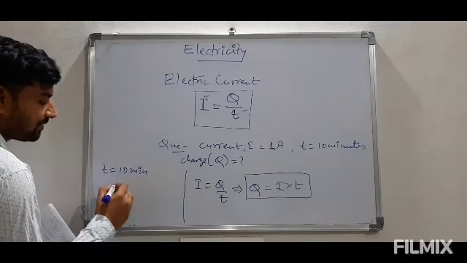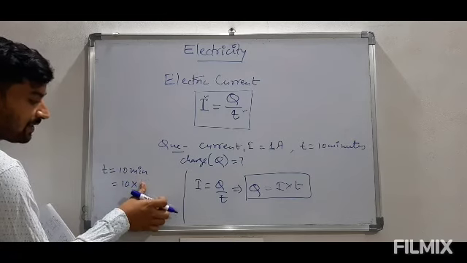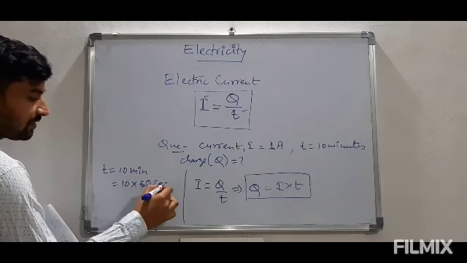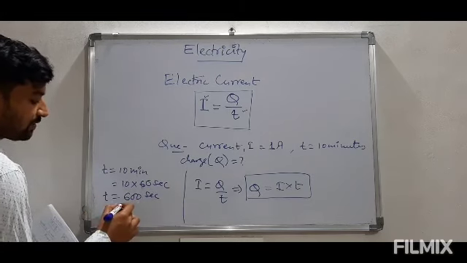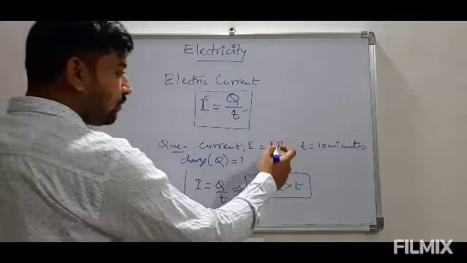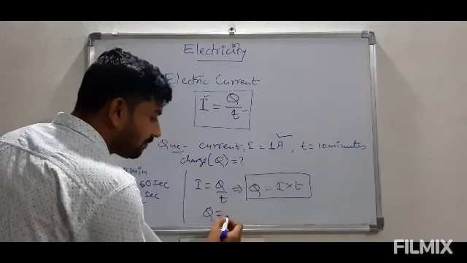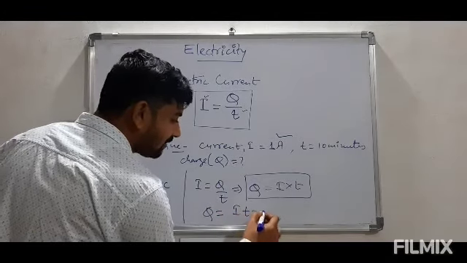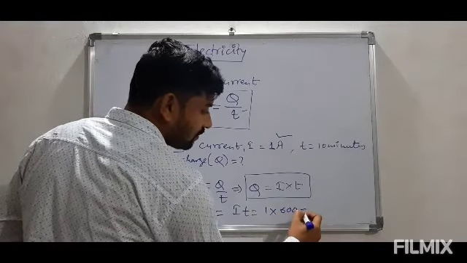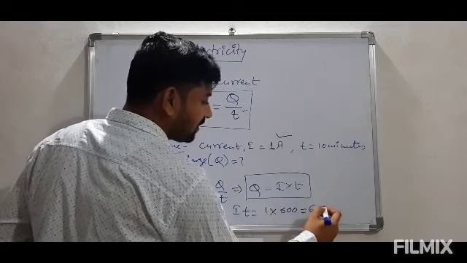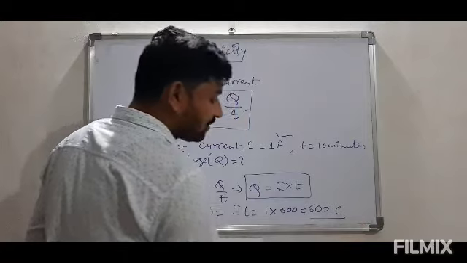So 10 minutes is equal to 10 into, in 1 minute there are 60 seconds, so 60 seconds, so total time is 600 seconds. So the time in SI unit is 600 and the current is already in SI unit, that is 1 ampere. So the charge flowing through this circuit will be I into T, that is I is 1 and the time is 600. So this will come 600 and the unit of charge is coulomb, so it is 600 coulomb.